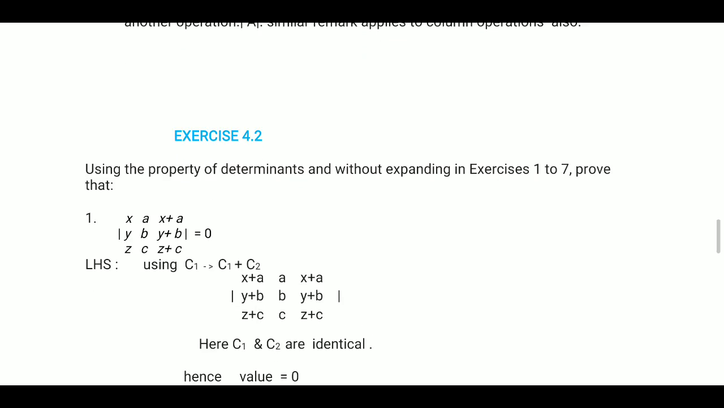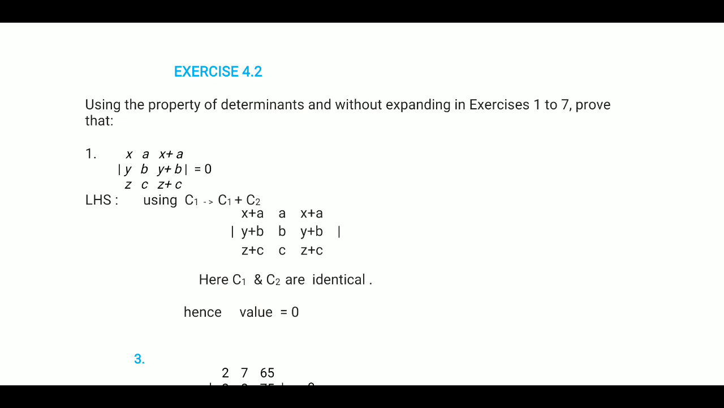Before going to the exercise, you should see the examples also. Now I am taking exercise 4.2. The question is, using the properties of determinants and without expanding, in exercises 1 to 7, prove that a determinant is given, you have to prove this is 0. One method is to calculate by the method of finding the determinant of order 3, but it is a long process. So here we use only the properties and in 1-2 steps, we get the result.